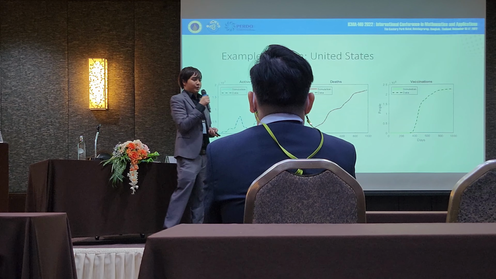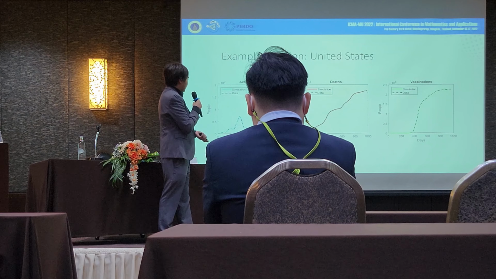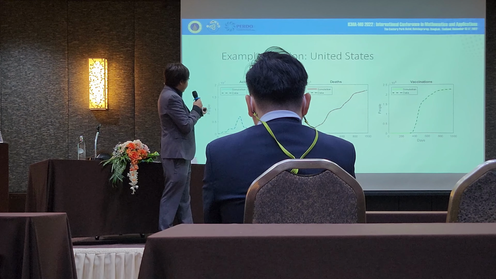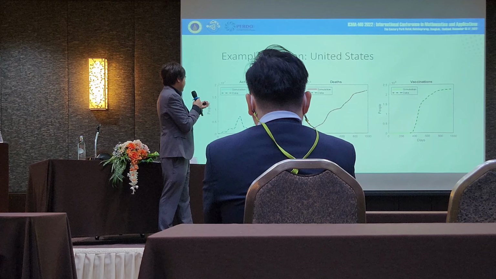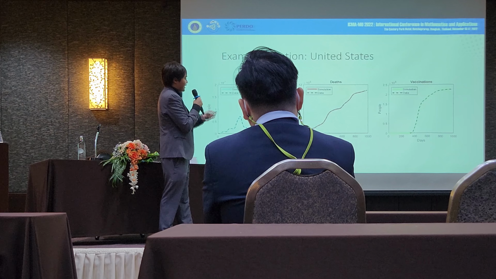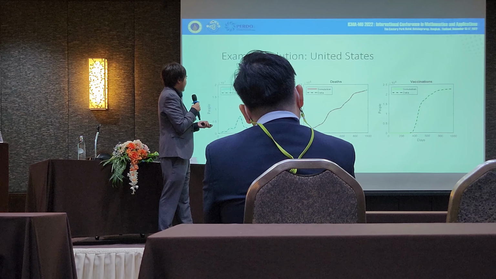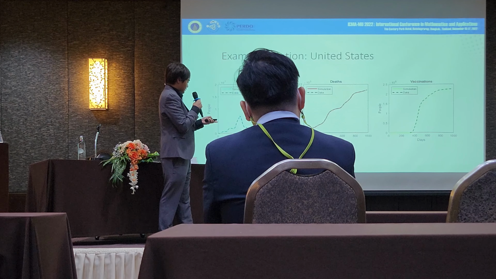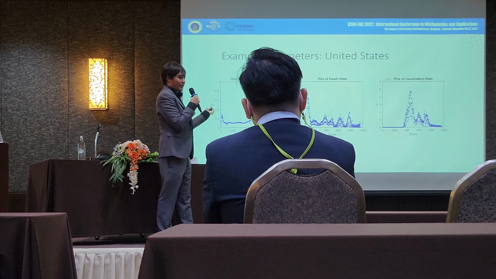So here's an example plot of solutions for the United States. As you can see, well, it's a little light on the screen, but the active cases, the solution is able to match the real data very, very well. And the same can be said about the deaths and the vaccinations. And we're able to do that because we vary the parameters with time.